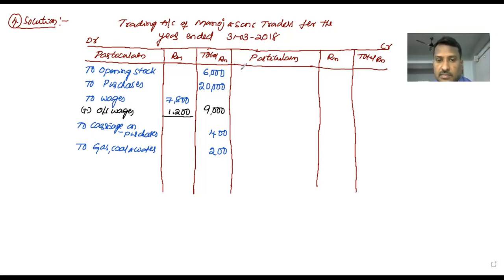Credit side is by sales, income. Yes, there are no returns in this problem. Directly write down the amount of sales in the second column.